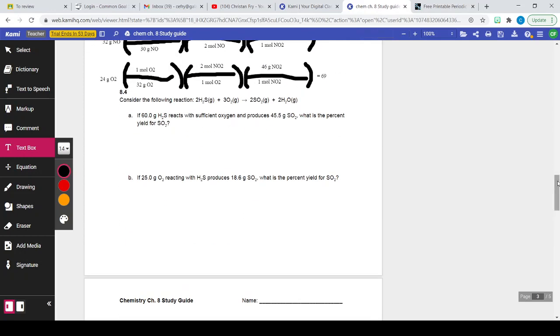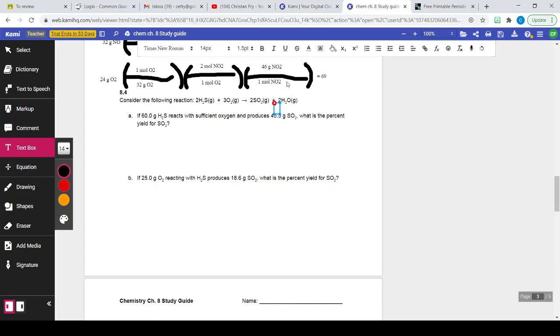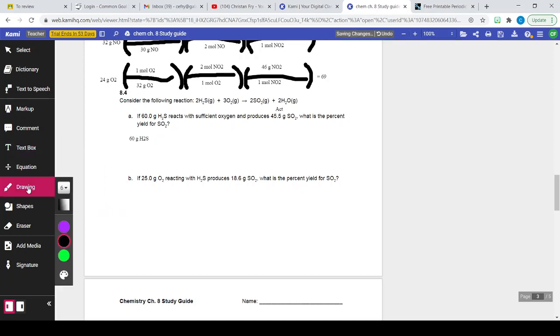All right, let's do 8.4. So this is going to be if 60 grams of H2S reacts with sufficient oxygen and produces that, what is the percent yield? All right, so you actually produced this 45.5. So this is going to be your actual. You don't have to do anything with that. So I'm going to do 60 grams of H2S, and I've got to do a 3-step problem to get to grams of SO2.